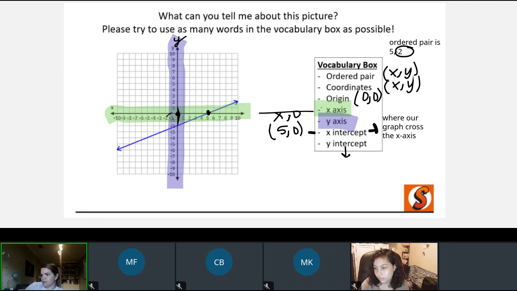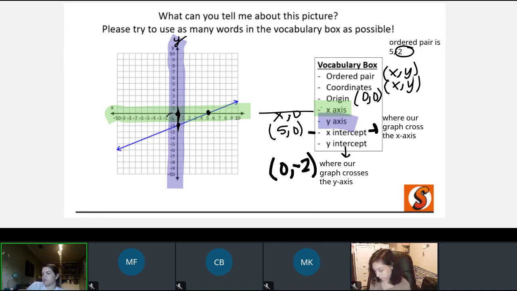Our y-intercept is where our graph crosses the y-axis. That makes sense, right? A y-intercept, okay, duh. So again, I'm going to start up my graph on the far left. I'm going to follow it till it crosses this y-axis, which is going to be right here at -2. So in this case, the y-intercept is going to have 0 as a value for x and then a number for y.